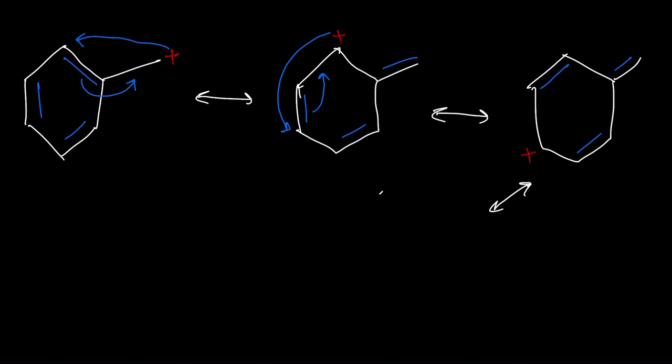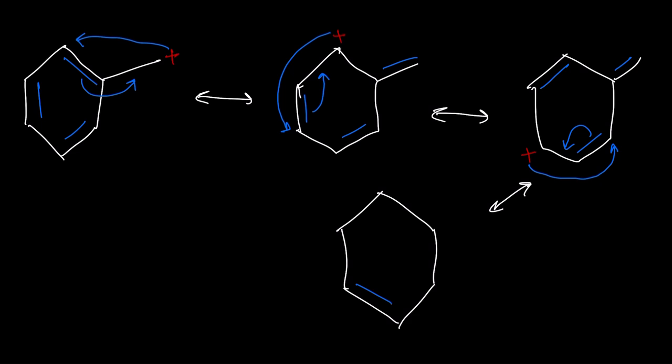And then we can have, once again, the same process. The positive charge moves two to this location, the bonds should move one there. And that's the last resonance structure we can draw.